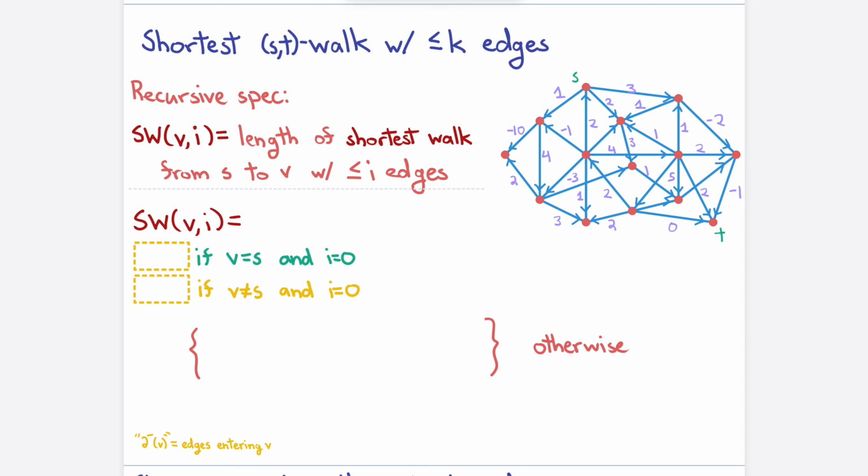If v is equal to s, then you're already there, so 0. Perfect. And if it's not s, it's not connected anywhere with 0 edges, so it's plus infinity. Maybe this reflects the suggestion of initializing some kind of matrix with infinity, implicitly similar. Okay, so in the interesting case, you're using more than 0 edges, some number i. So how can we recursively solve this?